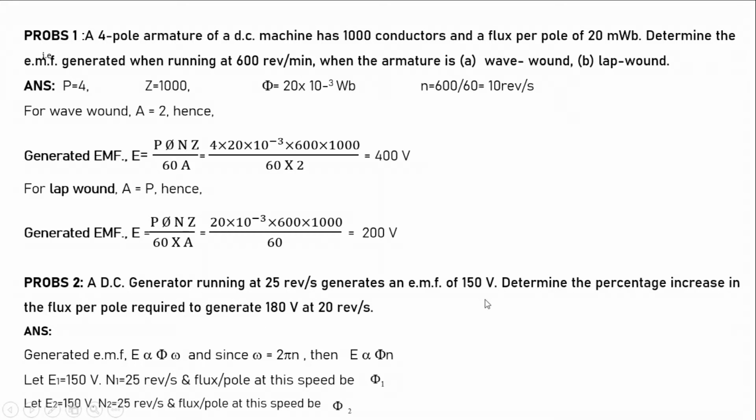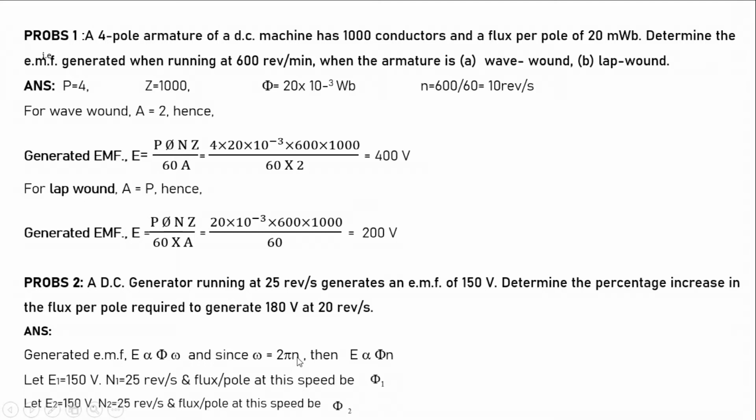So two cases he has mentioned. One is 25 revolutions per second generating 150 volts, and the next is 20 revolutions per second generating 180 volts. And in between that we need to find out the percentage increase in flux per pole. Fine. So the generated EMF E, the formula is phi Z N P by 60A, so we can say it is directly proportional to phi and omega. Omega comes in rotations, 2 pi N, so it is directly proportional to phi and N, phi into N.